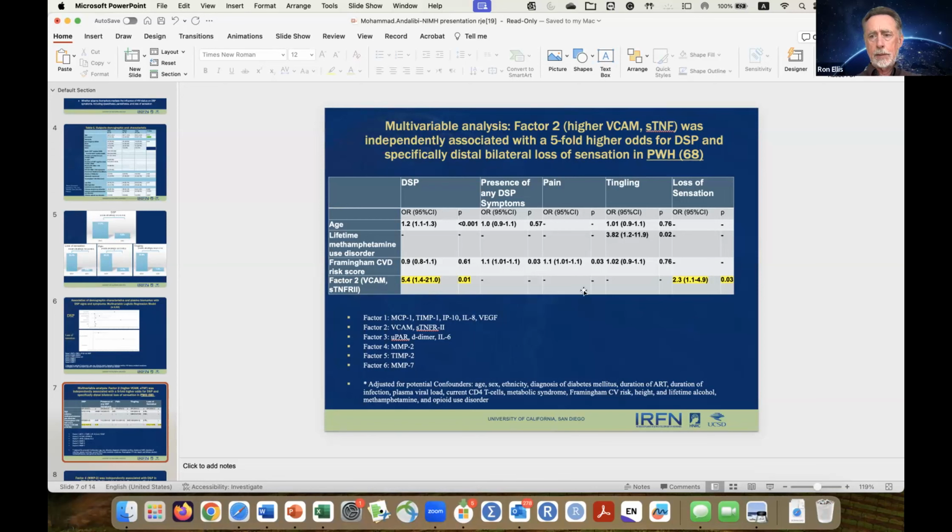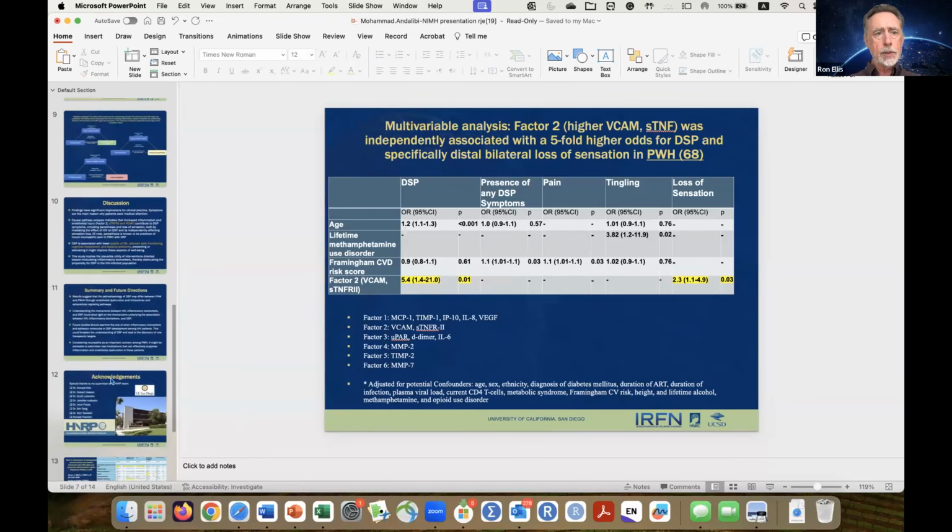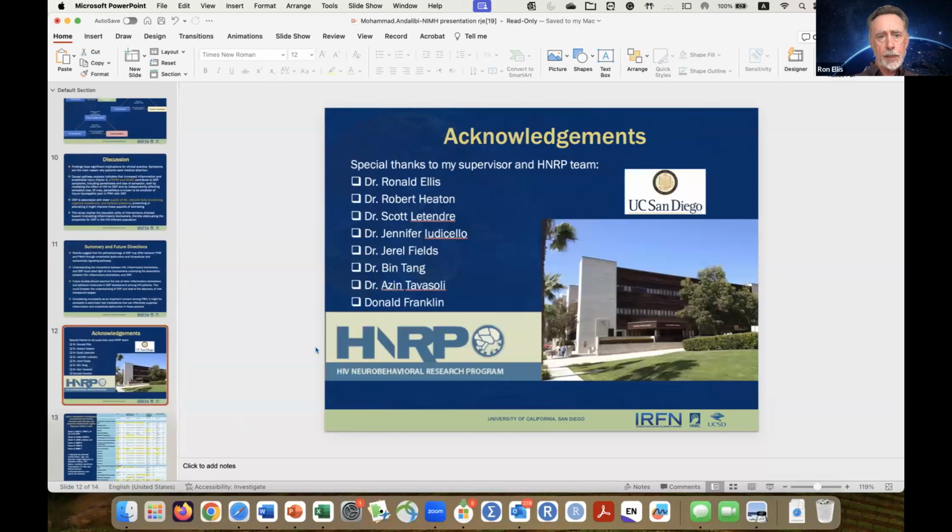I'm not seeing any other hands, but I think Mohammed would be happy to receive additional questions through the chat or by email. Mohammed, why don't you put your email address in the chat so people can contact you. Sure. Okay, well, thank you. Are we, Cassidy, ready for Azin? Yes, Azin, are you ready? Yes. Great, okay.